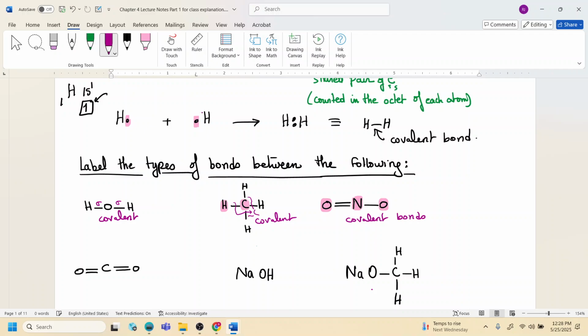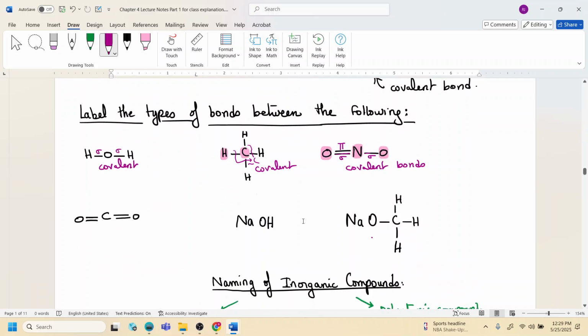When you make a double bond, the first single bond is a sigma bond. The second one is going to be a pi bond. There are two types of bonds in chemistry, which are the sigma bond and the pi bond. The sigma bond is a single bond. The pi bond is a double bond. So this one over here is going to be a pi bond, but the type of bond here is a covalent bond.